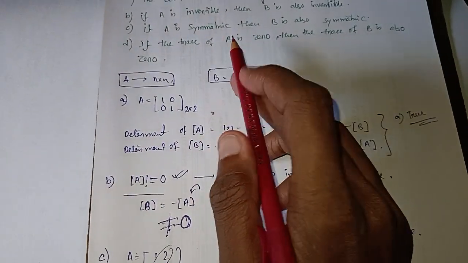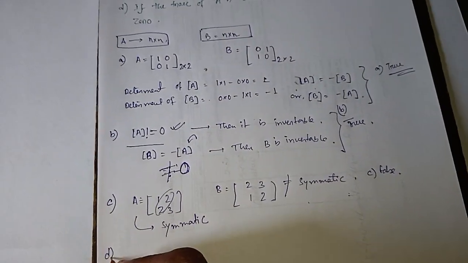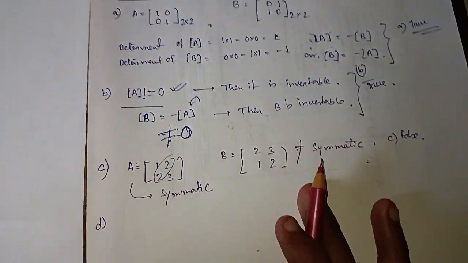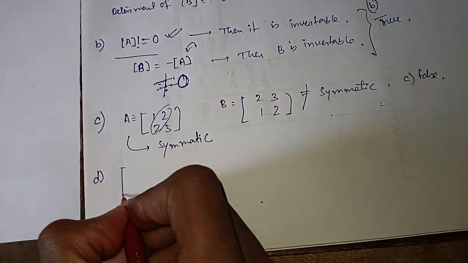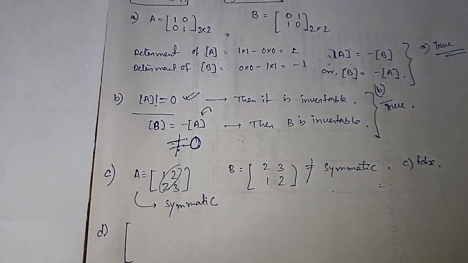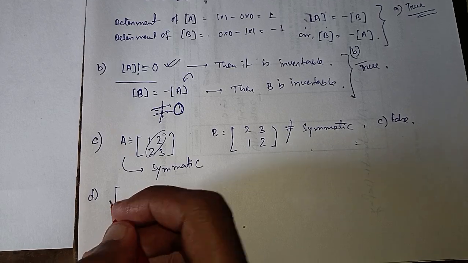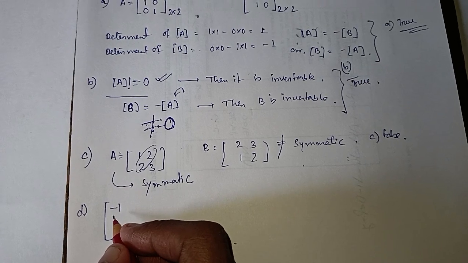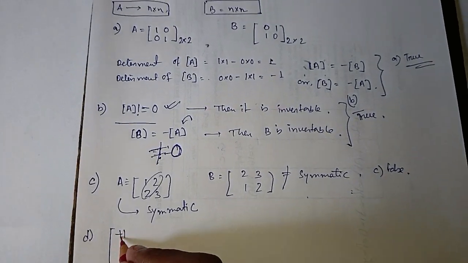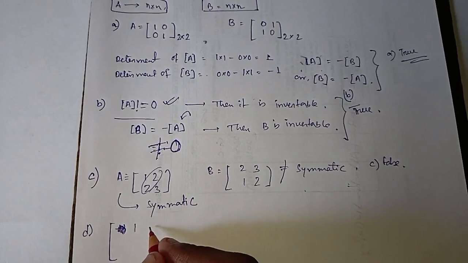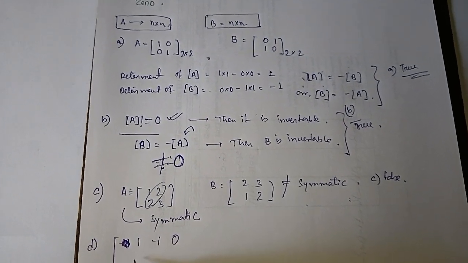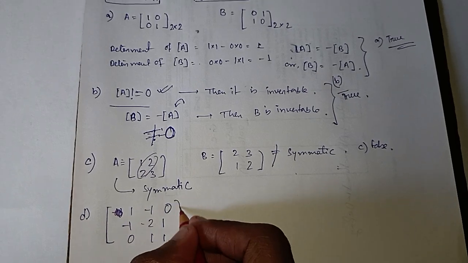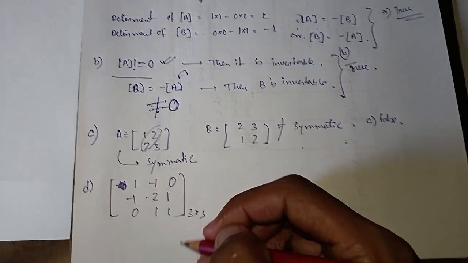Now let's check option D. Option D says that if the trace of A is 0, then the trace of B is also 0. Let's take an example where the trace is equal to 0. Trace means the sum of the leading diagonal. So take A as [1 -1 0; -1 -2 1; 0 1 1]. This is a 3 cross 3 matrix.